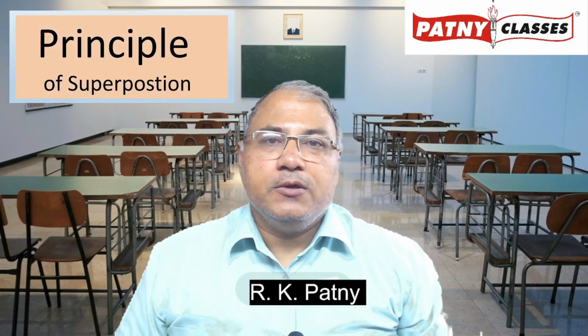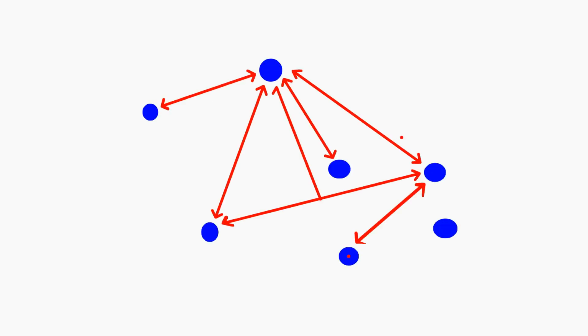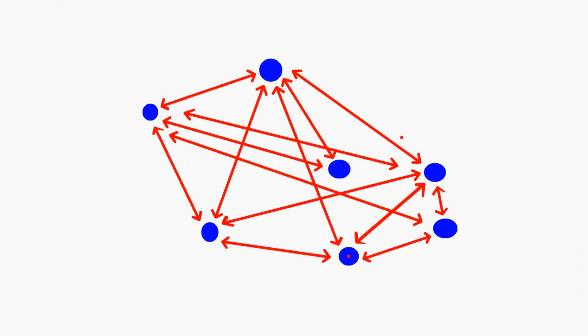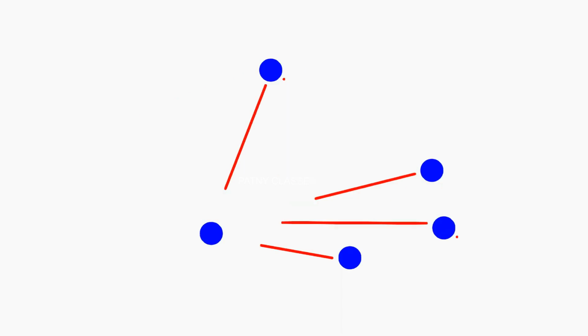Today we are going to talk about the principle of superposition. There are a large number of charges placed in a system. Every charge is acted upon by other charges. Every individual charge is acted upon by so many other charges placed in its surrounding.